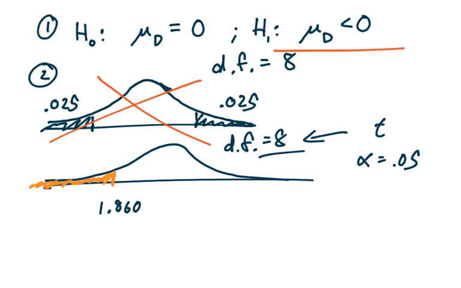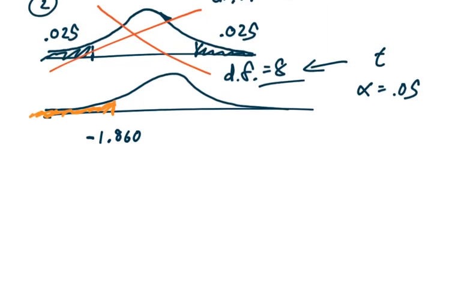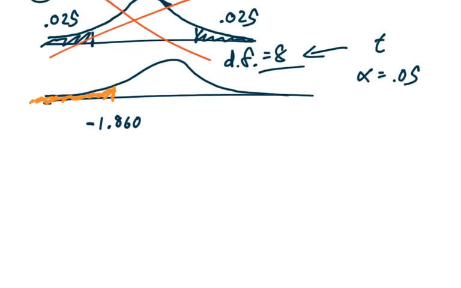And notice this is a left-tailed test, so it is to the left of 0, so it's negative 1.860. Then the next thing that we're going to do is step 3. We're going to compute the test statistic. So here is how we do that.